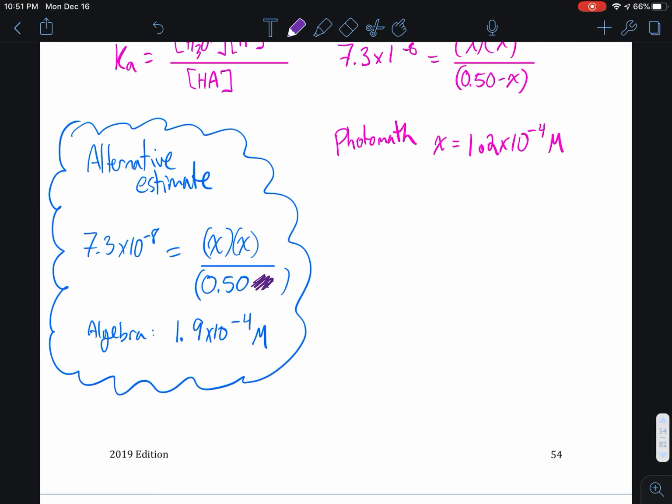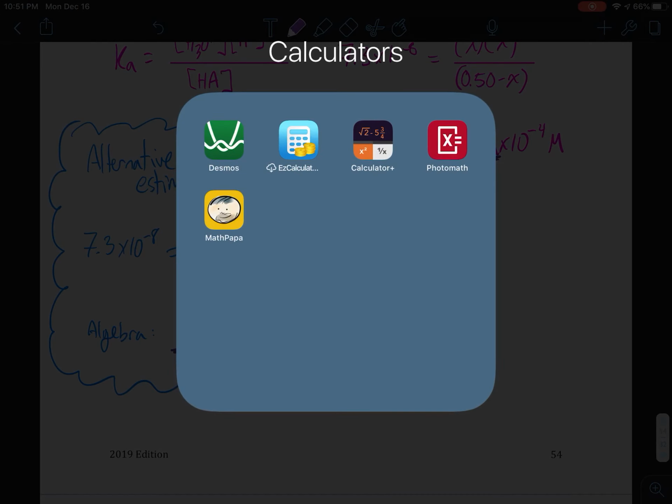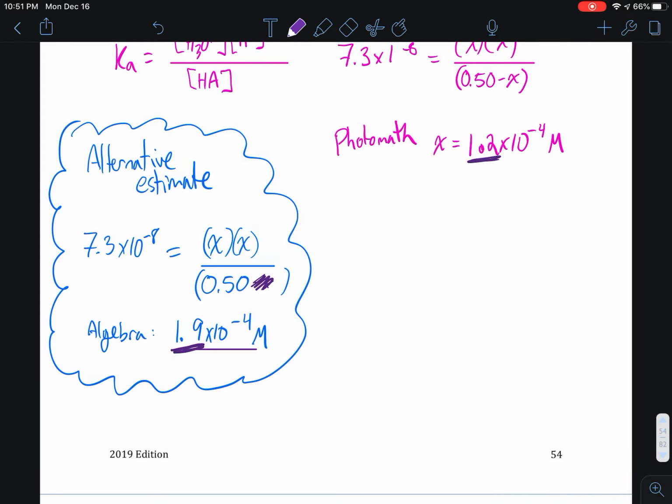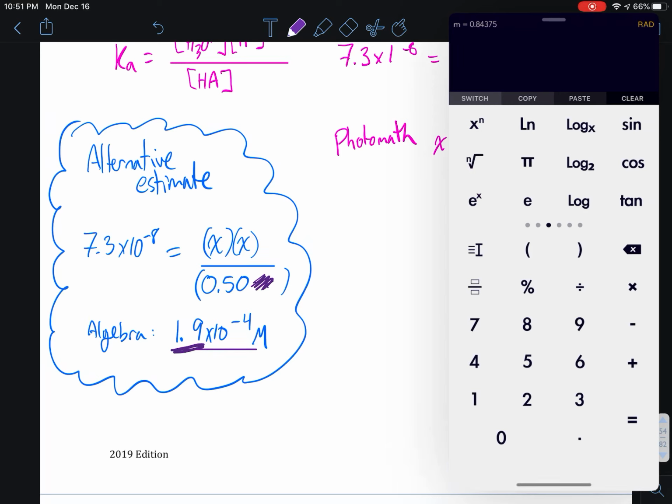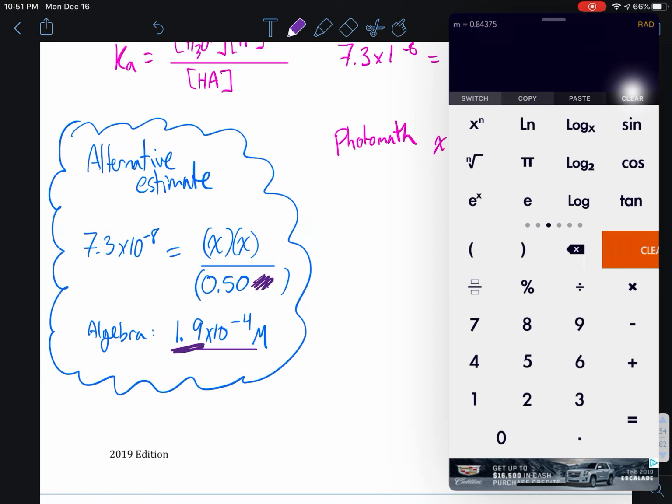I then do some calculation. You can use algebra here and use a quadratic formula. I again use Photomath probably, but the answer here from algebra will give you 1.9 times 10 to the -4. They're close. They're not super duper close, but I think that you would find that, there we go, that's what I was looking for.